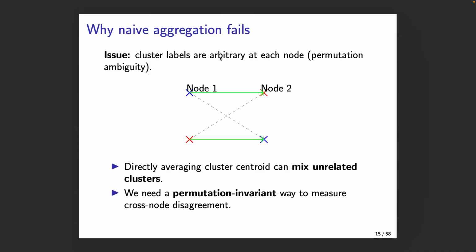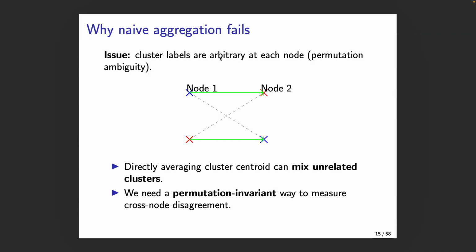One problem that arises is that one could argue that we can just average over the centroids between the devices, but what happens is that in k-means the cluster labels are arbitrary. We can call each of the centroids whatever we want across all the devices. So, for example, looking at this image, we can see that directly averaging cluster centroids that are colored similarly will result in mixed, unrelated clusters.